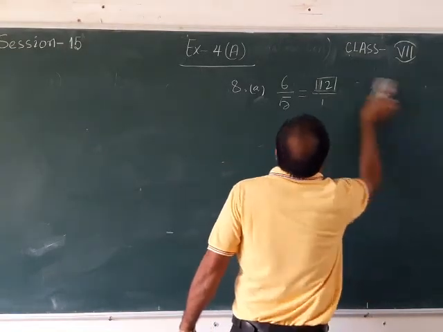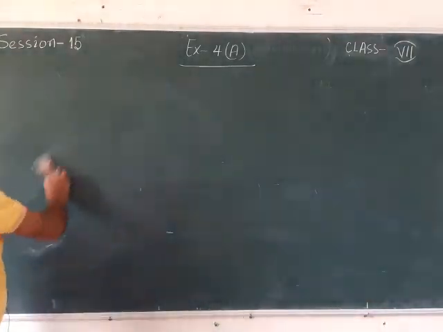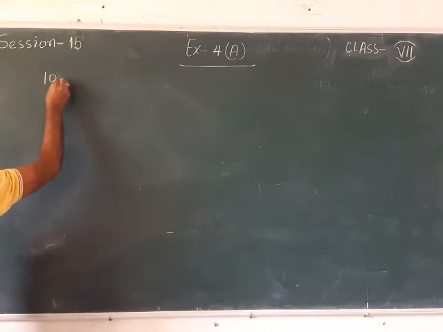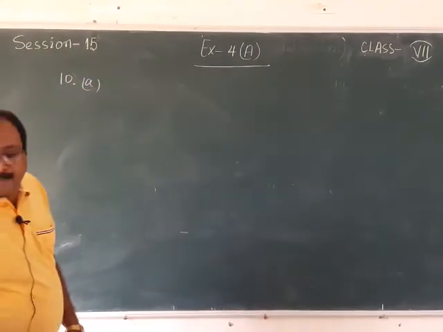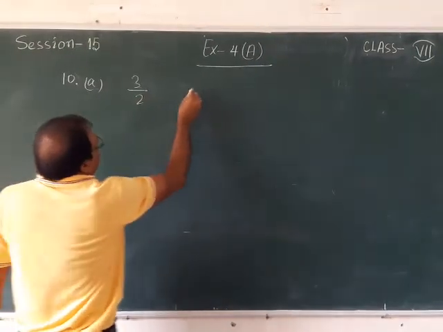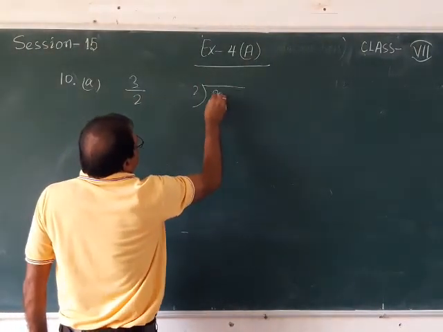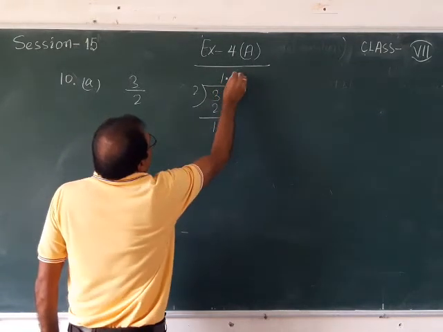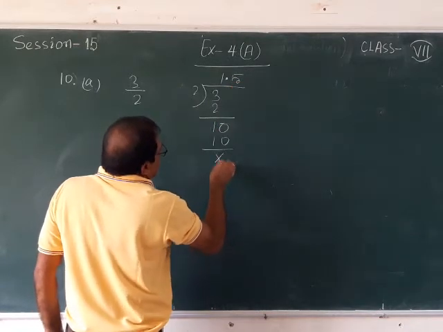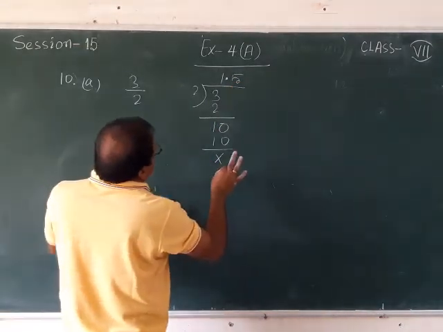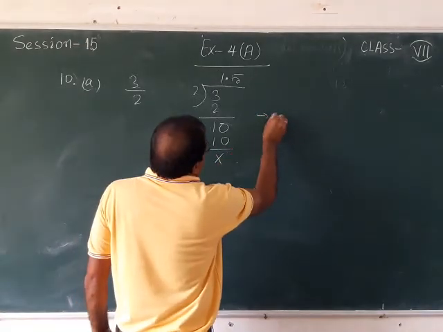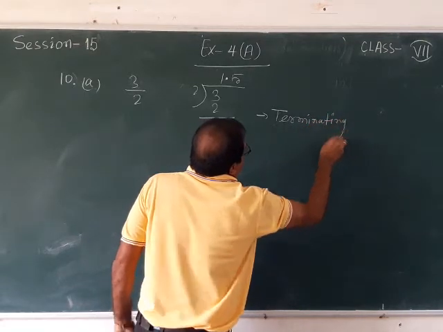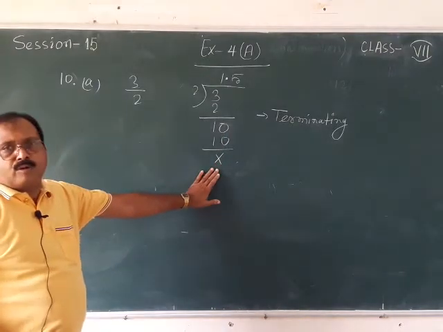You are aware of this from class 5th onwards, but still I am going to show you. Question 10a. Suppose they have given 3 upon 2. If I am going to divide 3 by 2, 2 1s are 2 and here 1, then I can put a point here, I can write 0, then 2 5s are 10. That means its division is finished. I can write it is terminating, because its division is finished and you have got remainder 0.